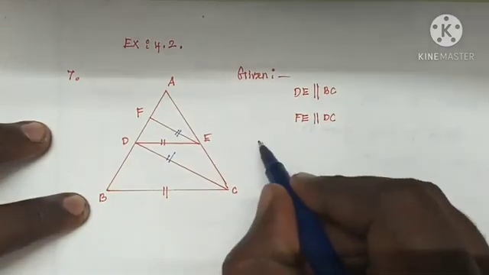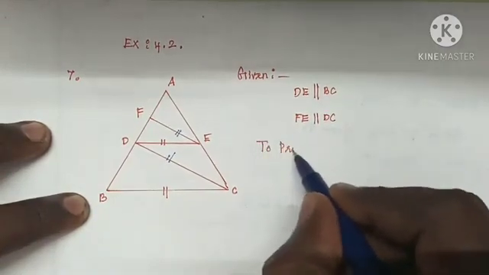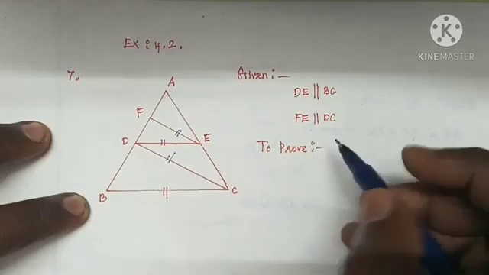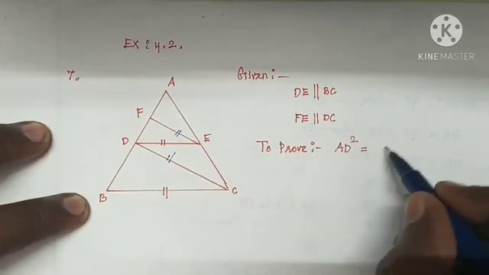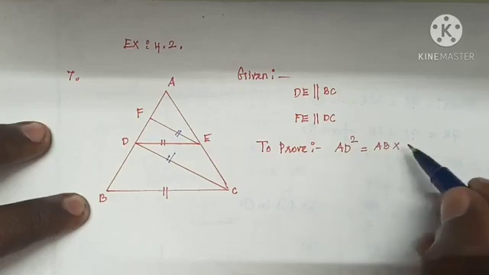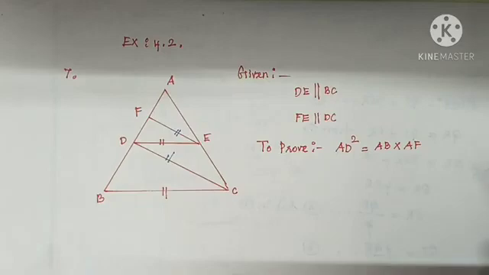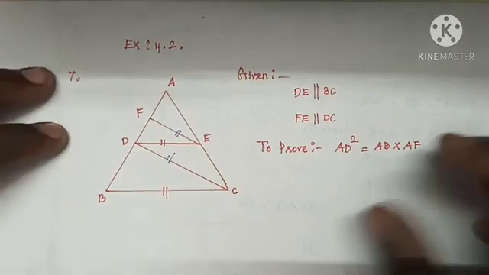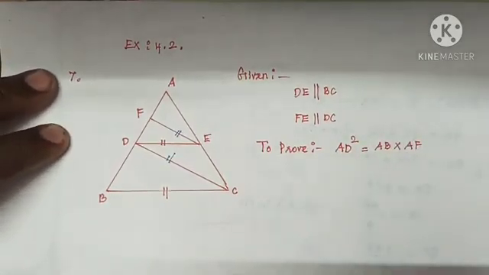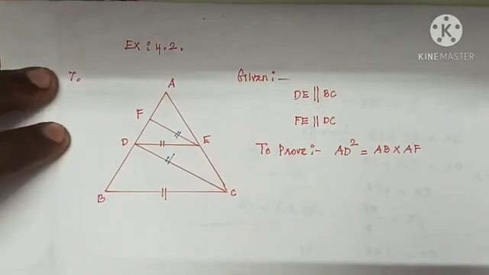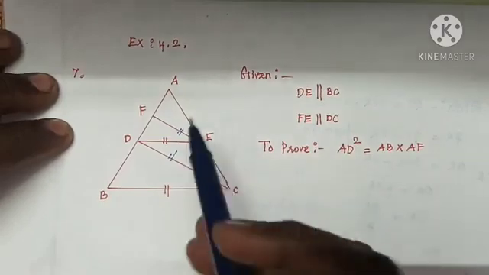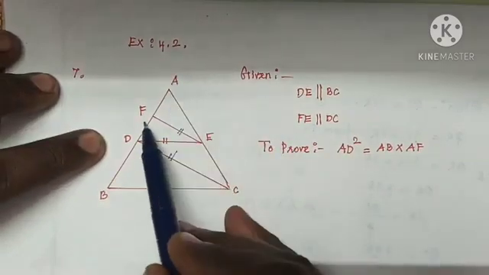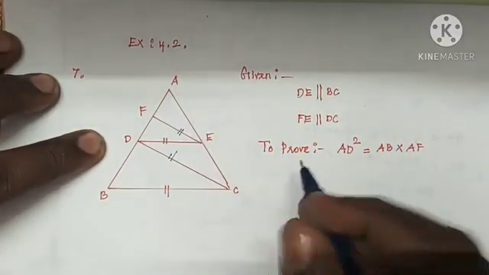Prove that AD square equal to AB into AF. If they are asking in a 2 mark question, we can write the answer directly. Here I am going to apply similar triangle concepts. So first I am going to take this triangle AFE and ADC.